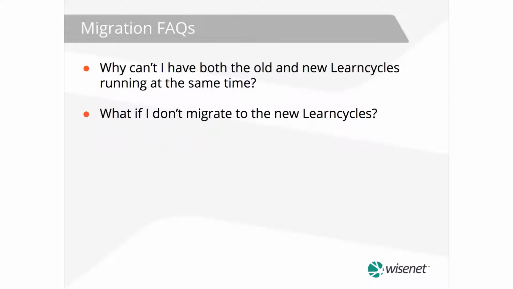And what if you don't migrate? Now that's a tricky one. Obviously the new learn cycles that we have created use new technology, and it's a brand new logic. So the old learn cycles will be turned off on a nominated date. We don't have a date yet, but it will be soon. What this will mean is, if you don't migrate by then, we will be setting all your old learn cycles to inactive, which will disable any scheduled learn cycles, basically.